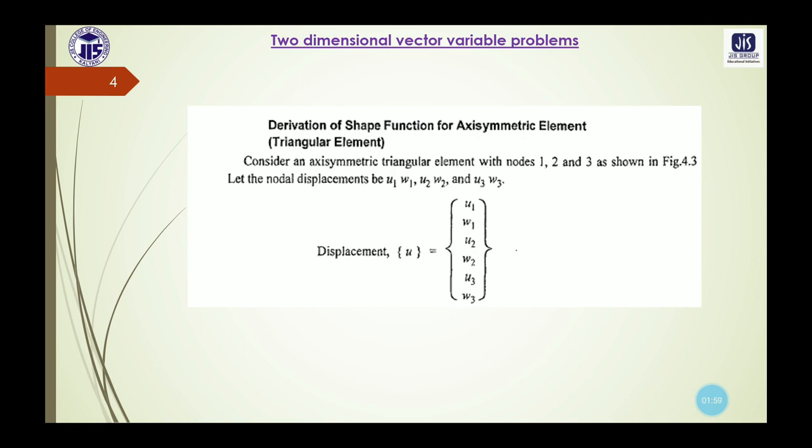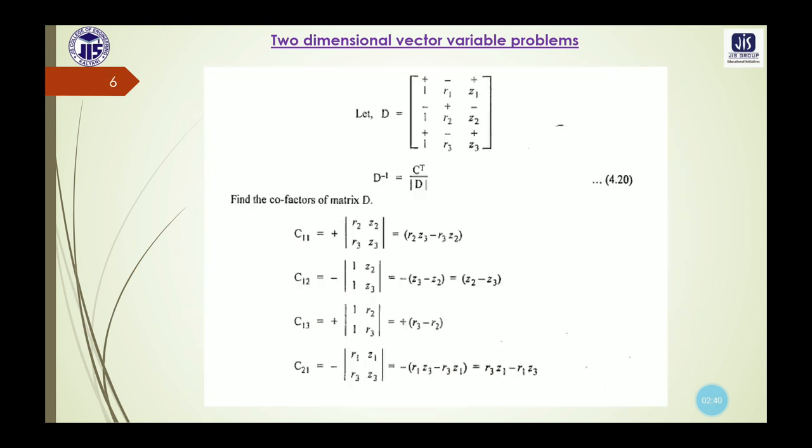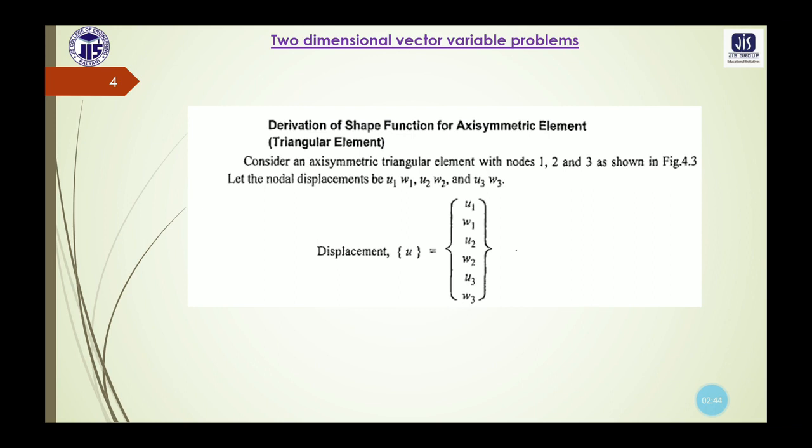So we will start with this slide, which states the derivation of the shape function for the axisymmetric element, which is actually a triangular element we will consider. Now to derive the shape function of an axisymmetric triangular element, we will consider that axisymmetric triangular element with nodes 1, 2 and 3, which is actually shown in the diagram. So that one we have seen earlier.